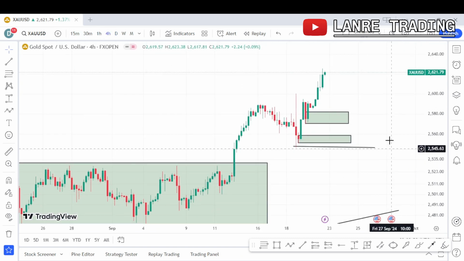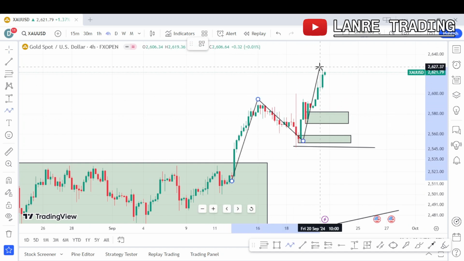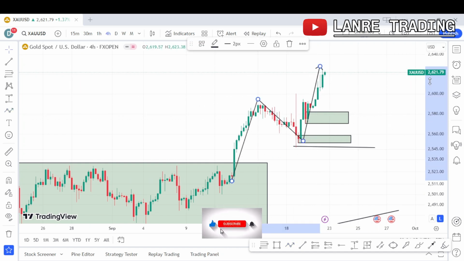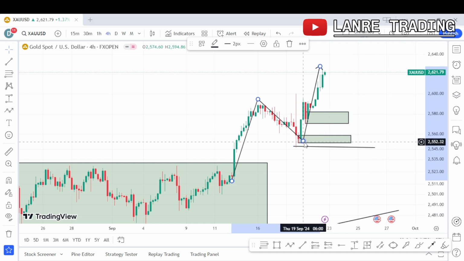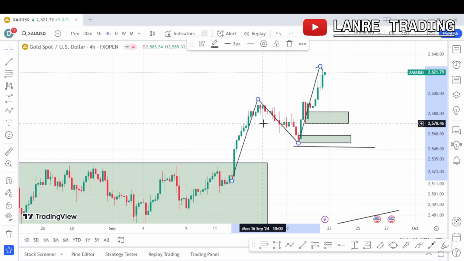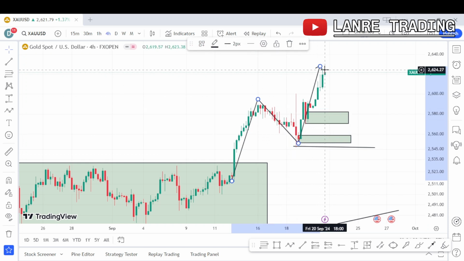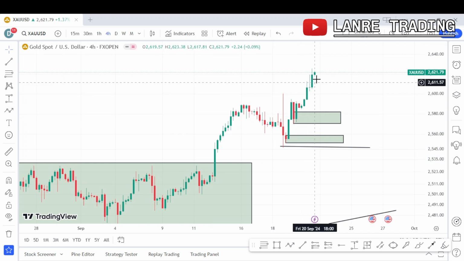So price is currently creating a basic higher high, higher low, higher high, higher low. And don't forget, price is at its all-time high, which is 2621.79 per ounce, the current price that we are at. So the current formation is higher high, higher low, higher high. We are at this higher high, so we'll be expecting price to pull back to form another higher low for us, so we can take advantage of this trend.